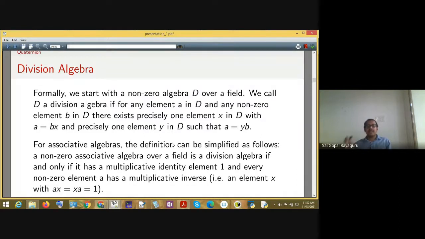Formally, if we start with a non-zero algebra D over any field, then we call D a division algebra if for any elements a and any non-zero element b in D, there exists precisely one element x for which a = bx, and similarly exactly one element y for which a = yb.